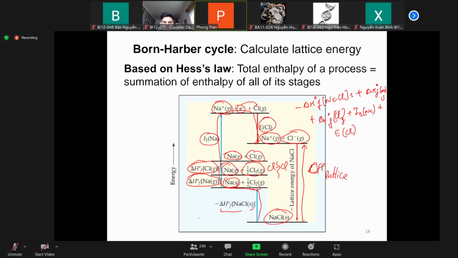If you start from sodium chloride and go through 1 cycle back to the same point, the delta E should equal 0 because you come back to the same energy level. So that means you have this equation, and you can calculate the lattice energy when you know all the other terms. Is this clear to understand? Clear. Okay. Good. Thank you.